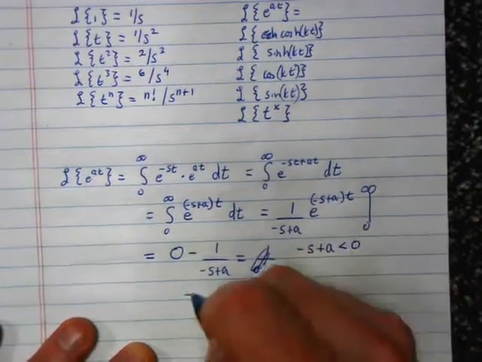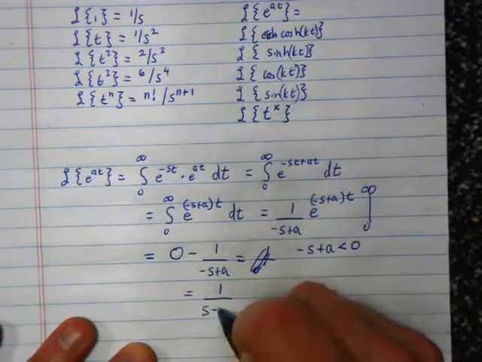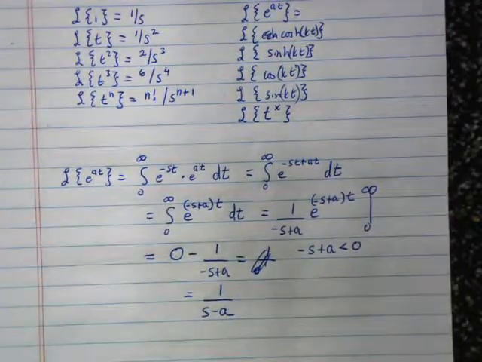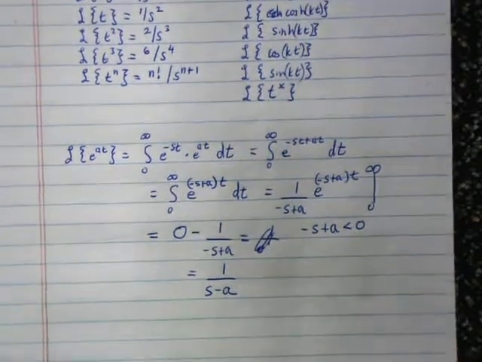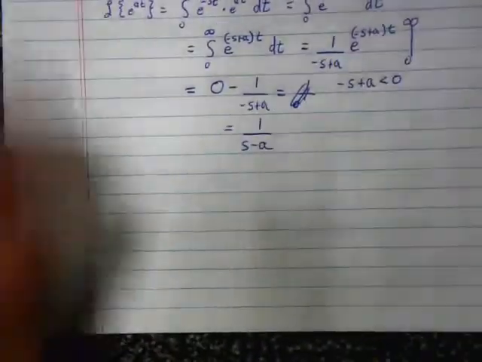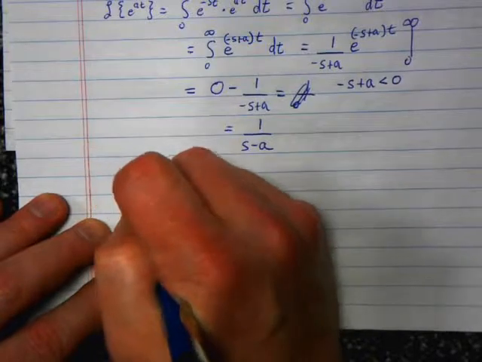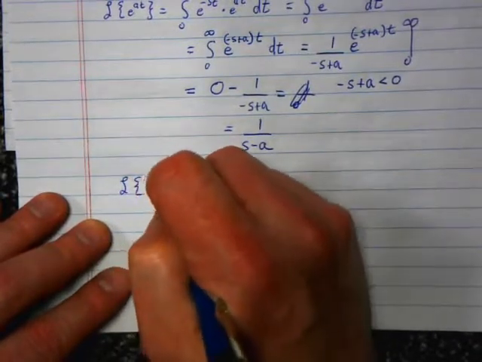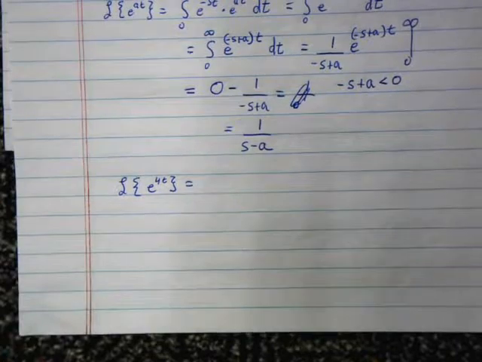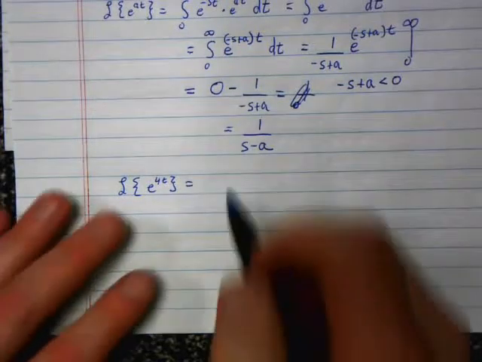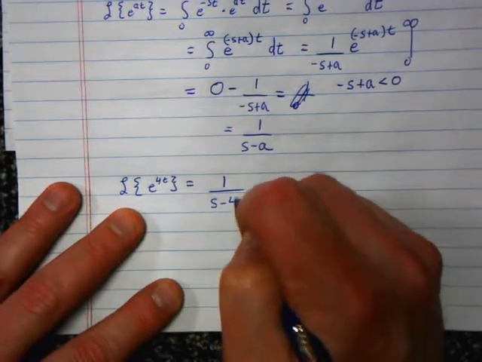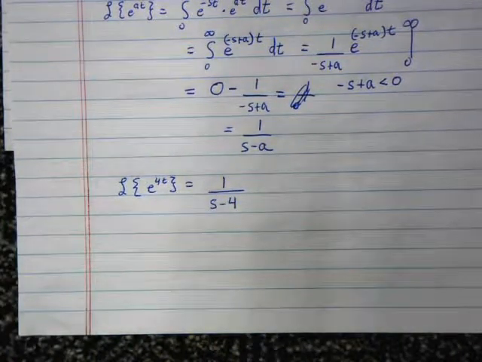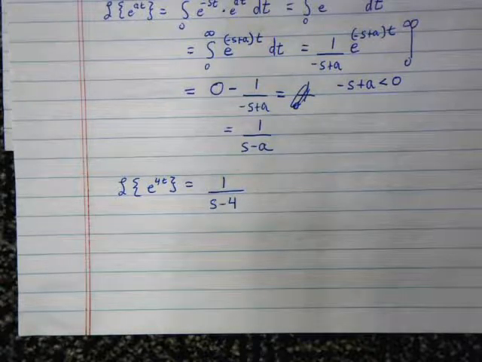So this is typically written as 1 over s minus a. How do we find s and a? Well, the problems are going to look like this. The problem would say, find the Laplace transform of e to the 4t. And so a is the number 4, and when you get done, you go from a function of t to a function of s. So the Laplace transform of e to the 4t would be 1 over s minus 4.